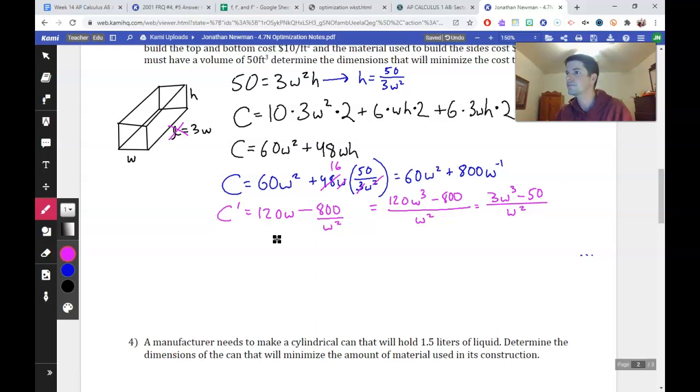Cool. So critical numbers. Critical numbers we're going to have when W squared equals 0, and we're going to have when the numerator equals 0.